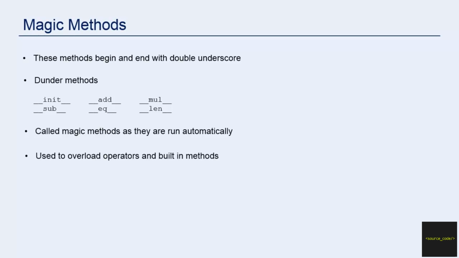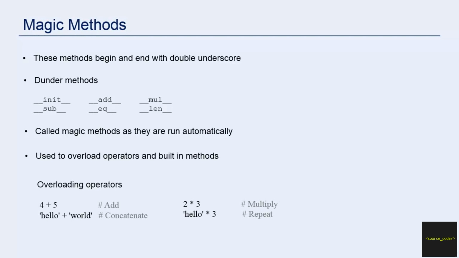These special methods are generally used to overload operators, built-in methods, and some other built-in functionality. By overloading an operator, we tell that operator to behave differently depending on the type of its operand. We've already used this concept of operator overloading when we used addition and multiplication operators with numeric types and strings. This plus operator knows that when its operands are numeric type, it needs to add them. And when operands are sequence type, it needs to concatenate them. Similarly, this operator, when used with numbers, means multiplication. And when used with sequences, means repetition.